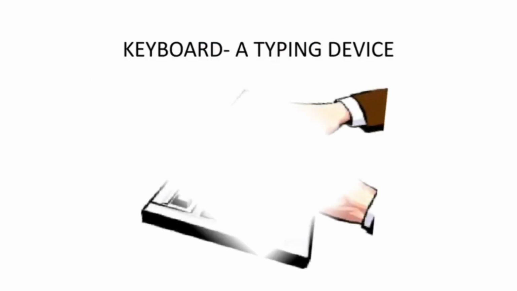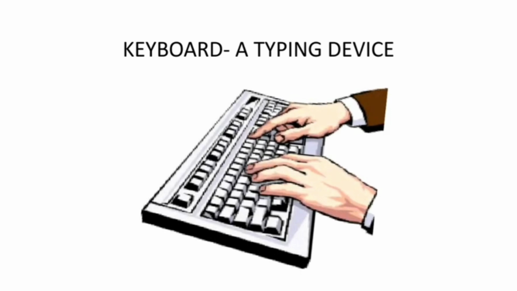First input device is the keyboard, a typing device. This input device is used to enter data and instructions using more than 100 buttons present on it. These buttons are called keys and so it is called a keyboard. In a standard keyboard, there are 104 keys showing letters, numbers and other special characters.